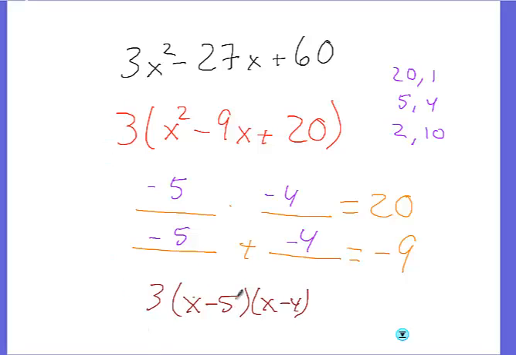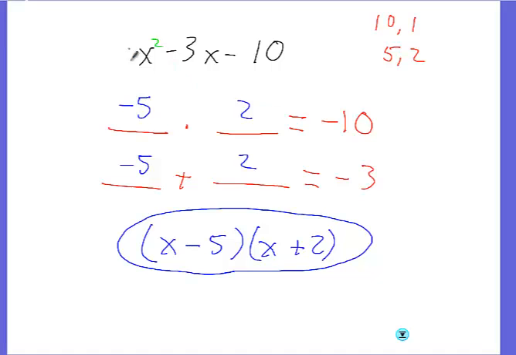Because we can't change the expression at all. We just need to make it look different. So since it was 3 times this whole quantity, it's still 3 times x minus 5 times x minus 4. That's your final answer. All right. I hope you're getting the hang of this. Guys, the first step, always pull out a GCF.